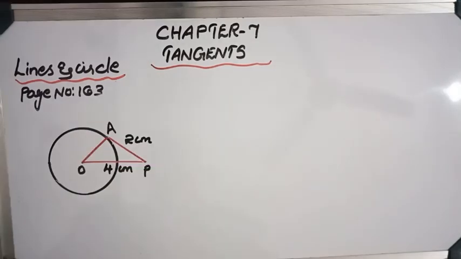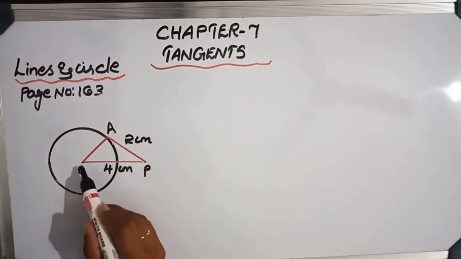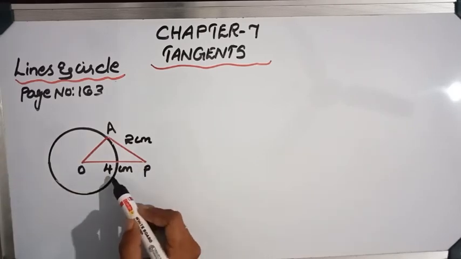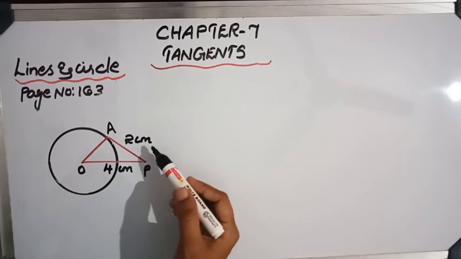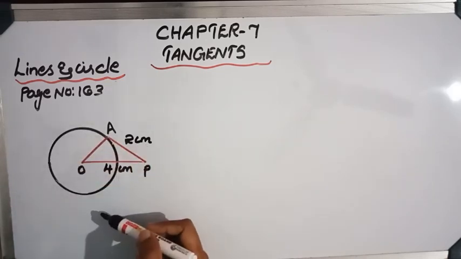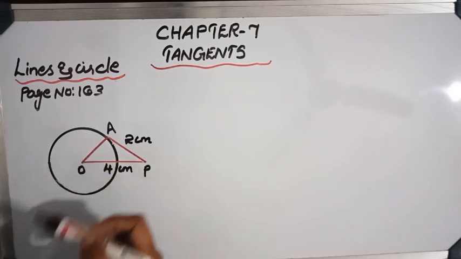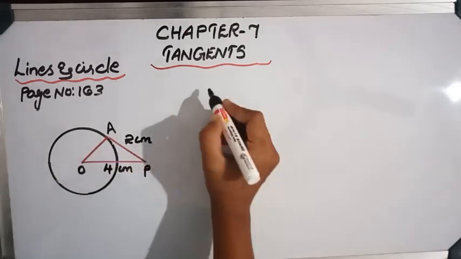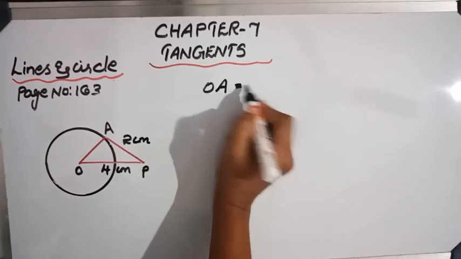In the second figure, the radius of the circle is not given. The distance from the center to the outside point is 4 centimeter, and the length of the tangent PA is given as 2 centimeter. But in order to draw the circle we need what? Radius, but that is not given. So OA we need to find here, then only we can proceed.